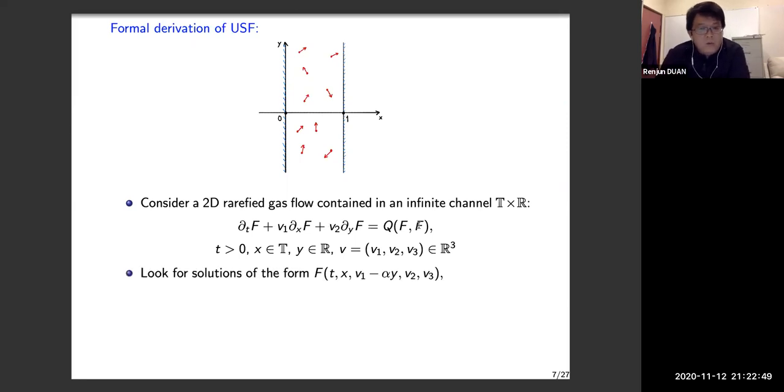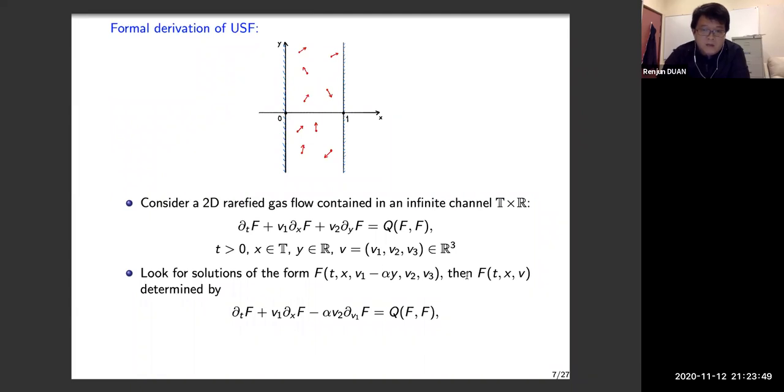So if we want to look for a solution of a specific form, this f no longer explicitly depends on the y direction. The dependence on the spatial variable y only appears through the molecular velocity along the horizontal direction. So this is a kind of shear of the molecular velocity along the vertical direction in space. Then we want to check whether a general flow determined by this two-dimensional Boltzmann equation indeed has this specific form. So we have to plug this form into the previous two-dimensional Boltzmann equation.